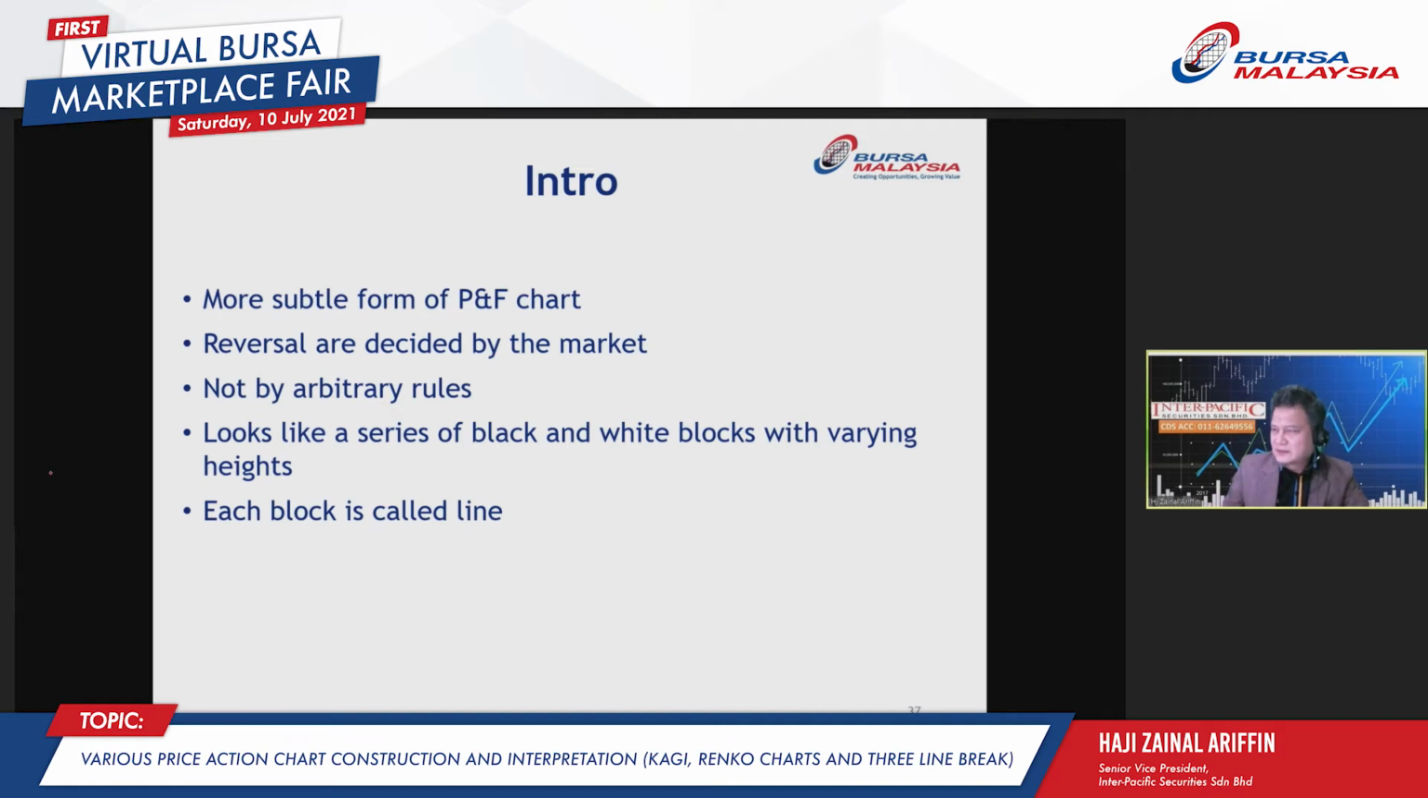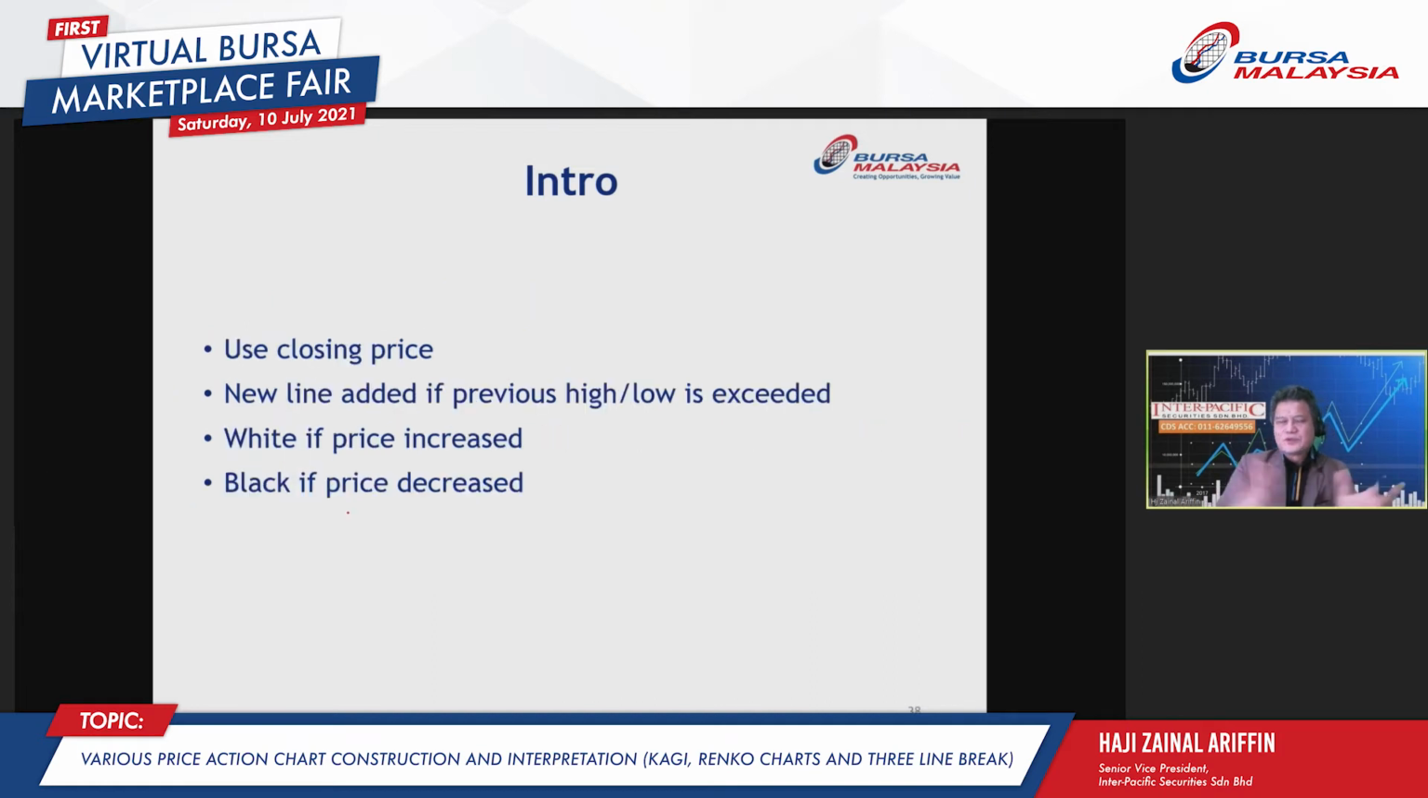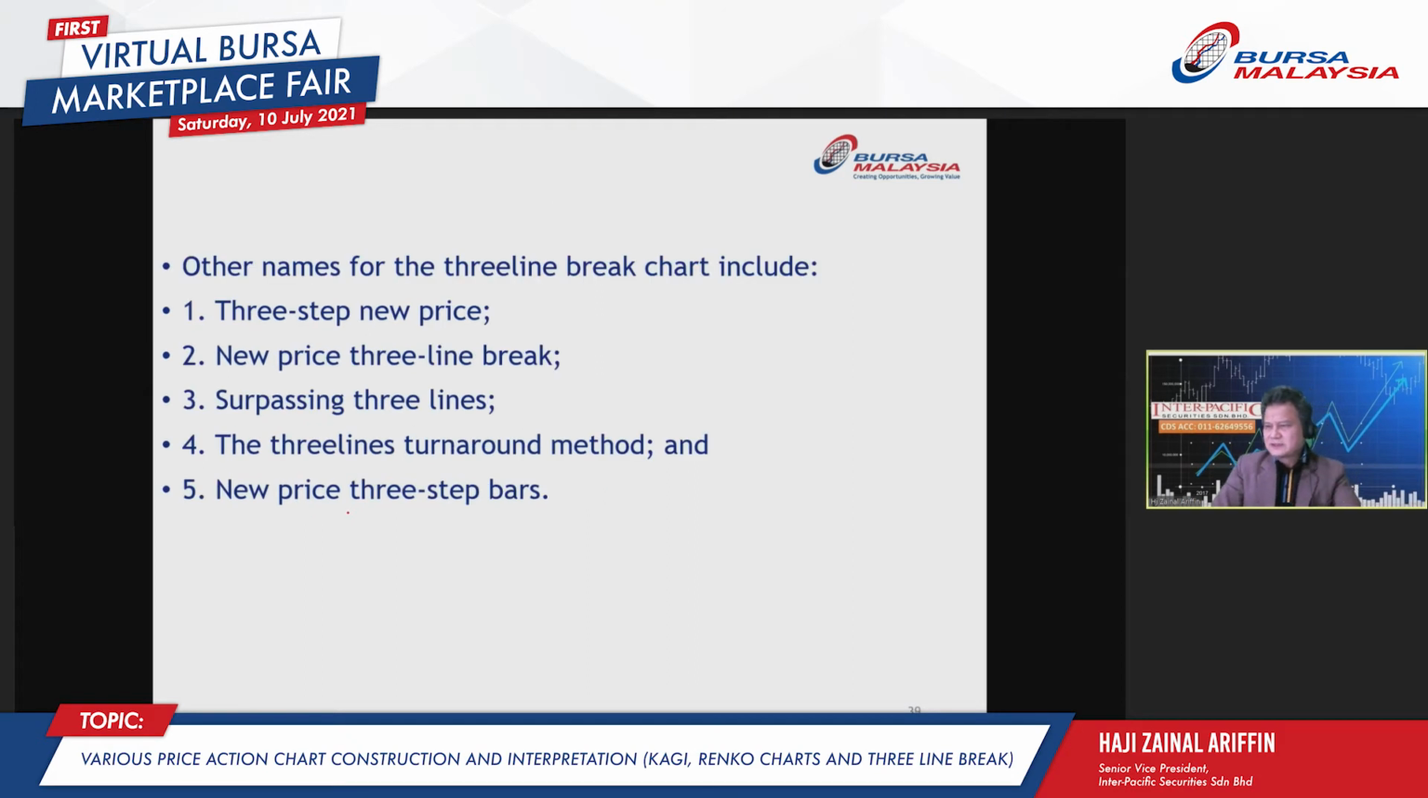Next one. We use the closing price, so a new line is added if the price is exceeded. Another type is the price line. The other names for this three-line break chart include the 3-step new prices, new price 3-line break, surpassing 3-line, the 3-line turnaround method, and new price 3-step bar. These are all the names of this 3-line.